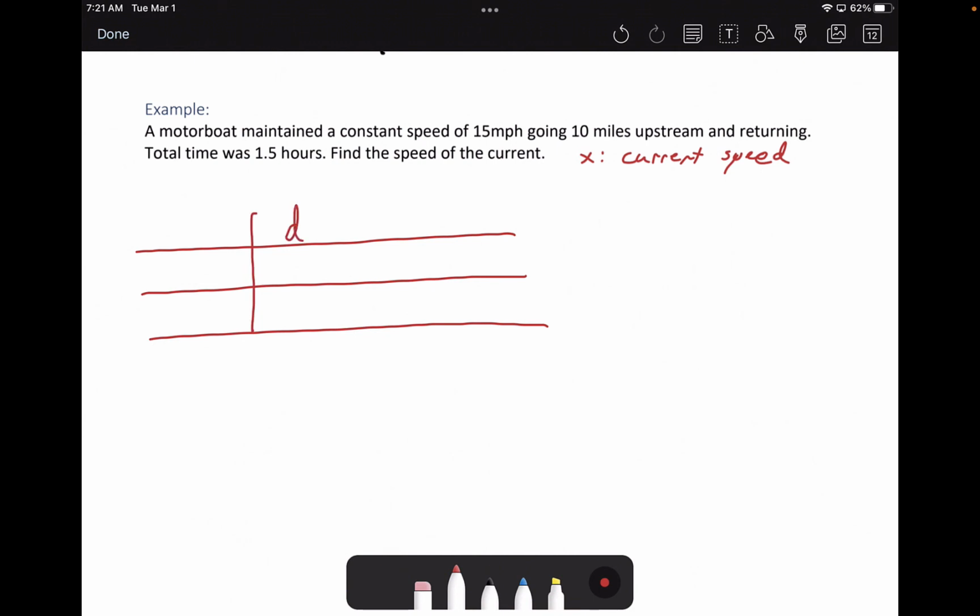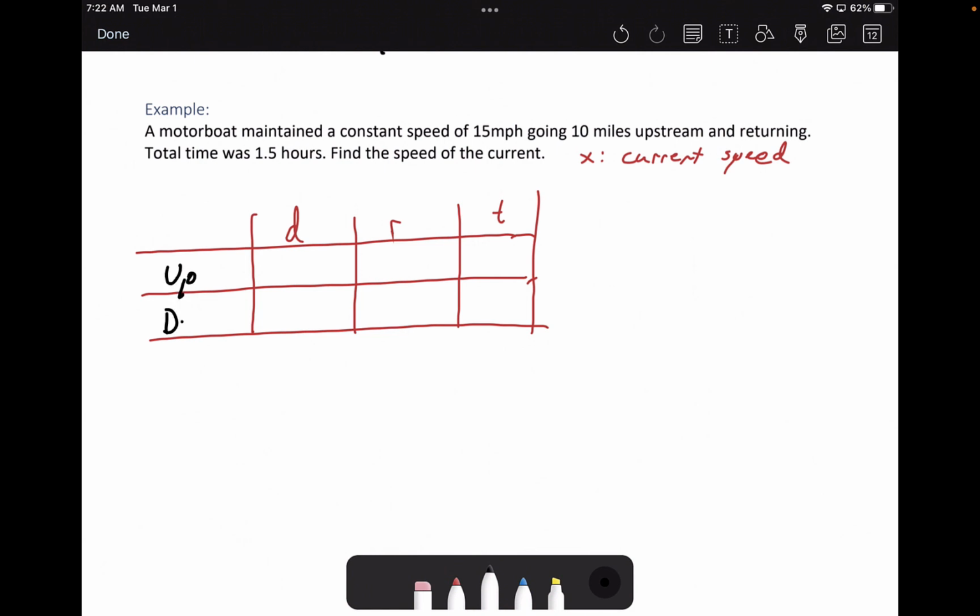We have D, R, and T. Let's label the two things that are happening in this problem. And again, we're going upstream and downstream. Two boxes are typically explicitly stated. In this case, the distances are both 10. We know that we're going 10 miles up and 10 miles back down.